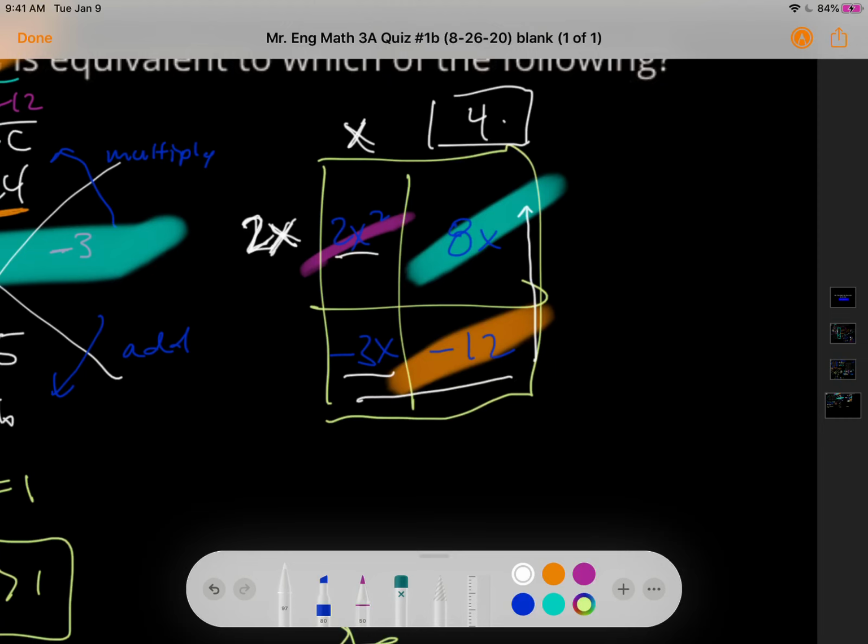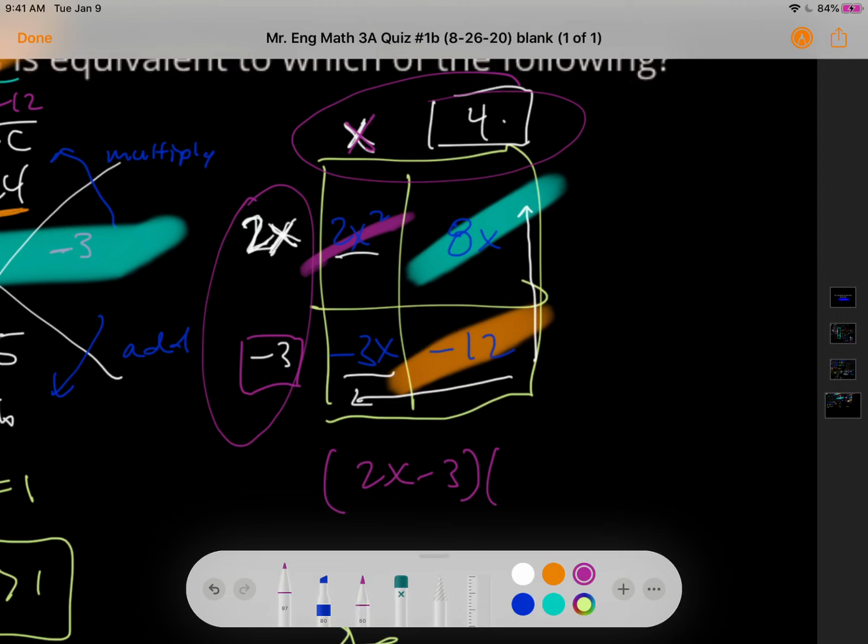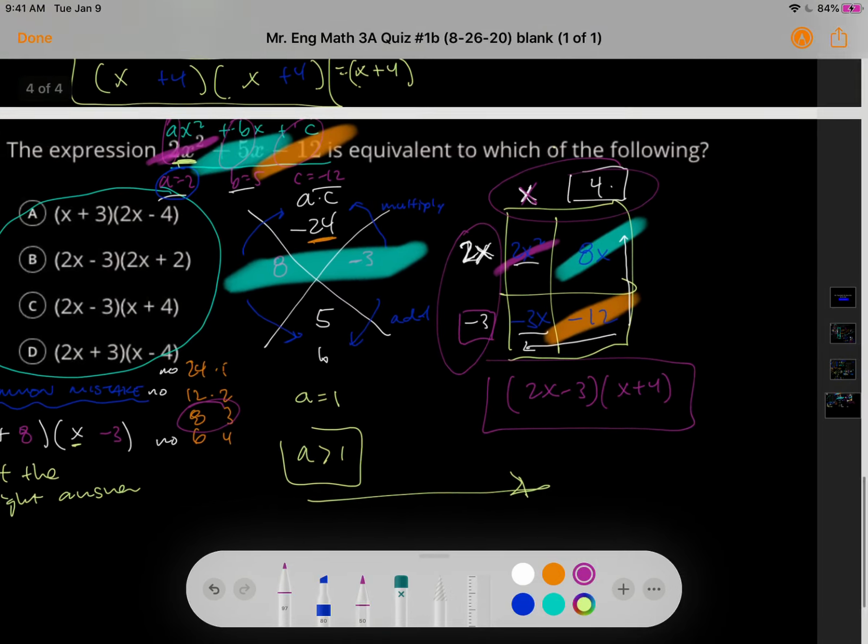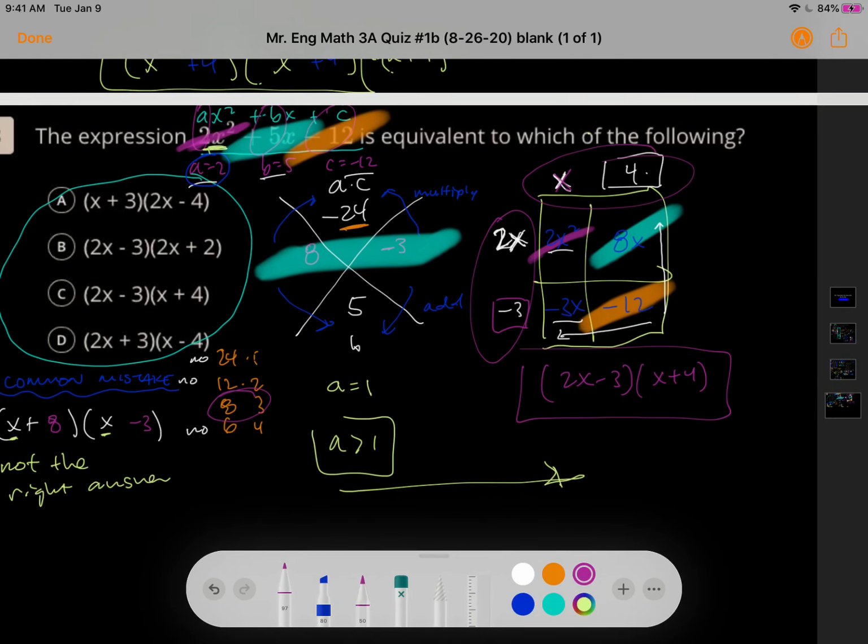And then this way, of course, you would say the greatest common factor is a negative 3. But again, you can take that out by just saying x times something equals negative 3x inside the box, like a multiplication table. And that would be a negative 3. So our answers on the outside would be 2x minus 3, and x, that 4 there is positive, so this would be my answer. And that would be choice 2x minus 3, and x plus 4 would be choice C. That would be my correct answer.